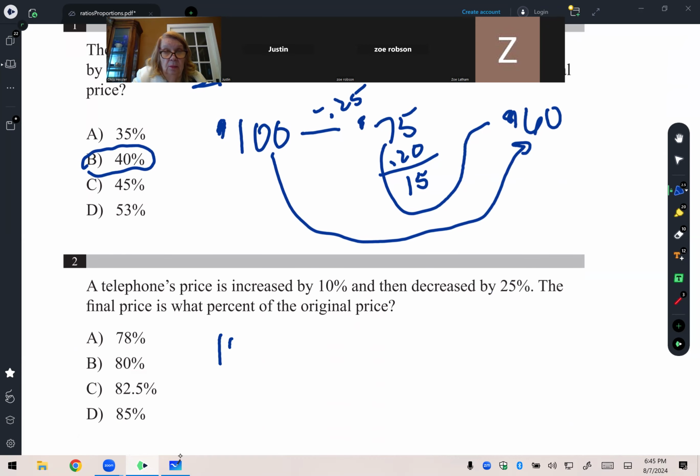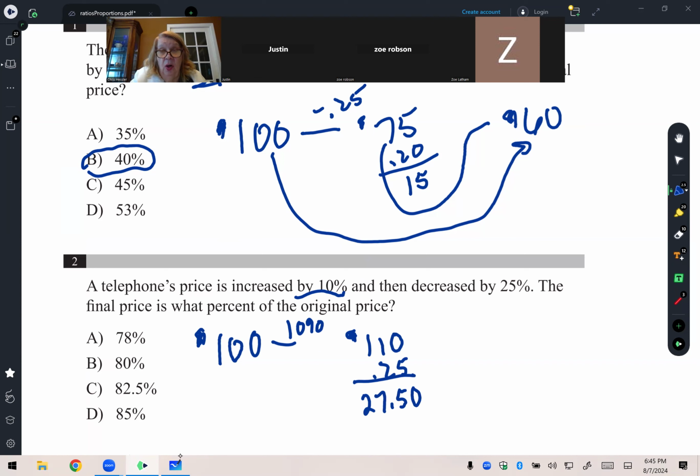Let's try the phone and then we'll try a couple book ones. So we're starting with a phone. We're calling it $100. I know in today's market that's not really reasonable. It's going up by 10%, so that'll be $10, so it'll go up to 110. And then it's gonna go down 25%, which is $27.50. When I subtract that from the 110, I'm gonna get $82.50. Does that make sense?